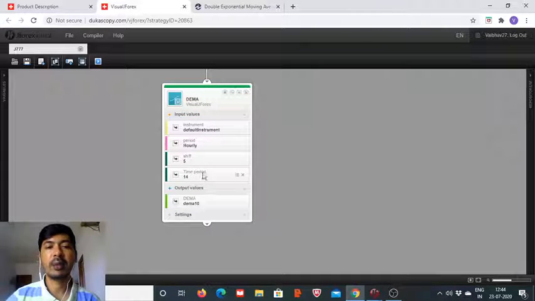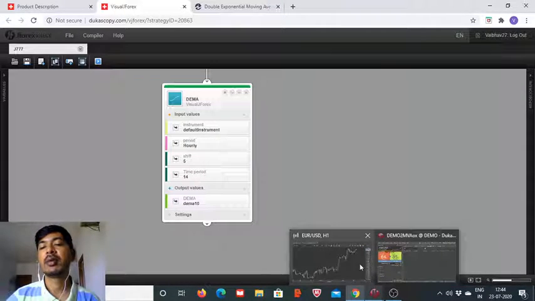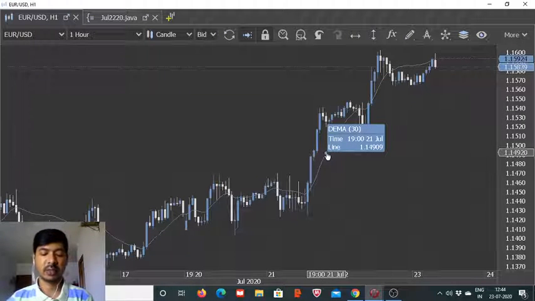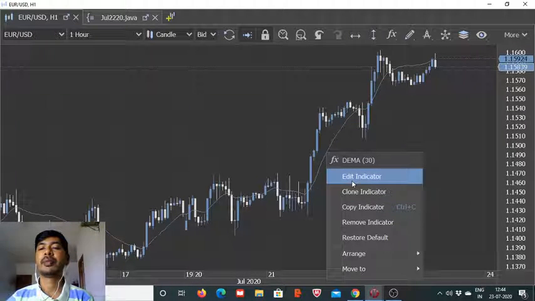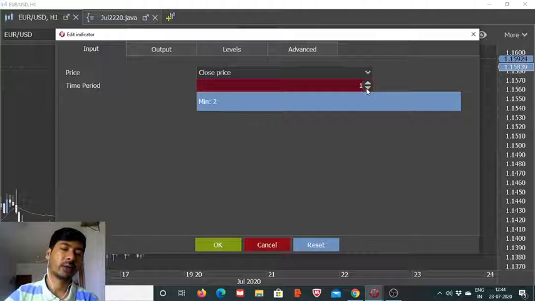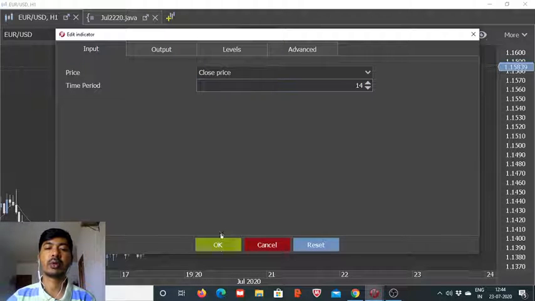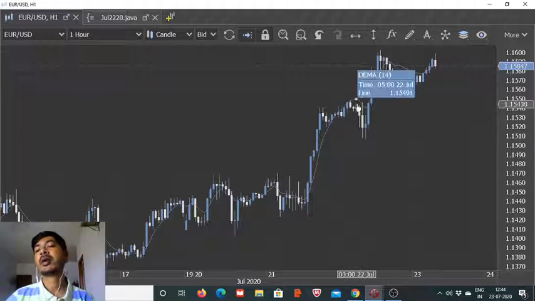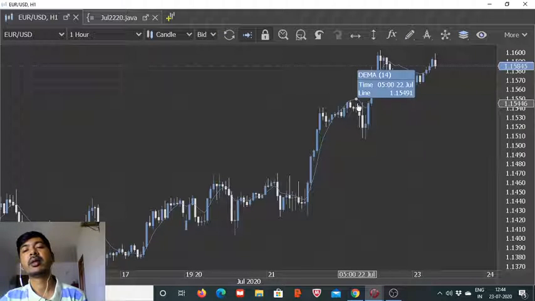Then comes the time period. Here it is 14, and on the chart we are seeing the time period of 30. Suppose we make the change to 14, then it will be a lot closer to the price action. So here let us try to shift it closer to the price action. Okay, so here this is hourly, with a time period of 14 candles, and these are hourly candles.